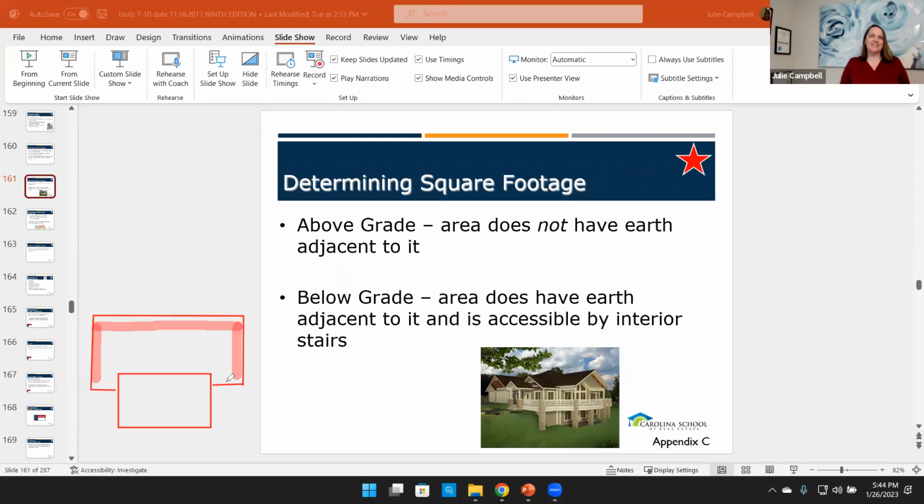So again, if you ever can't safely get to the outside, go inside and measure exterior walls and add 6 inches. The exception to that is going to be condos. Condo owners don't own outside. So condos, you always measure inside, and you don't need to add 6 inches. You just measure on the inside.